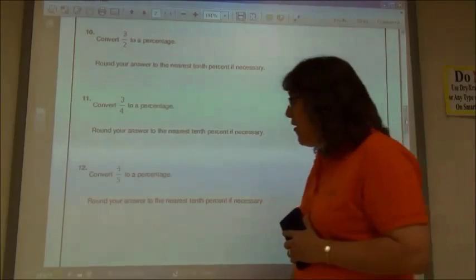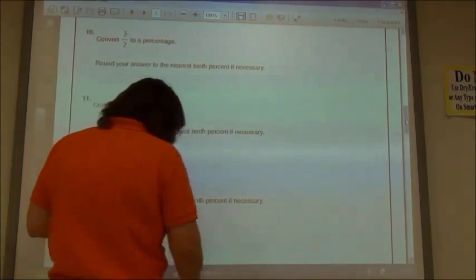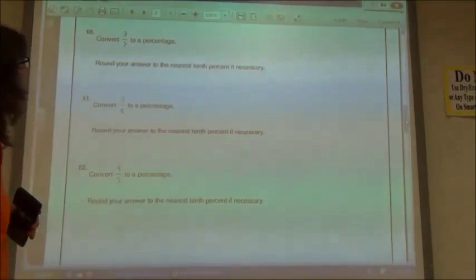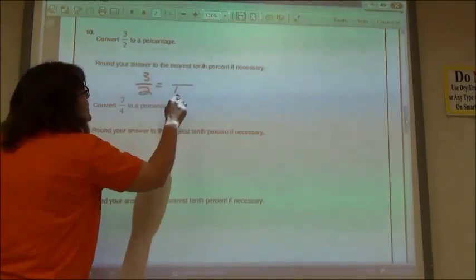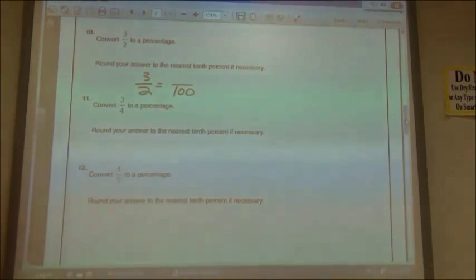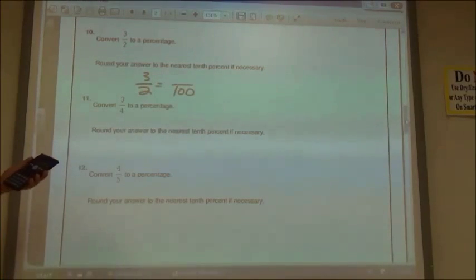Number 10, we have a fraction that we want to change to a percent. There's actually two ways to do this, depending on if you want decimals or if you want whole numbers. So I'm going to show you both ways. If I have 3 over 2 and I want it as a percent, one way is to make an equivalent fraction. This only works if the denominator divides evenly into 100, which in all three of these cases do.